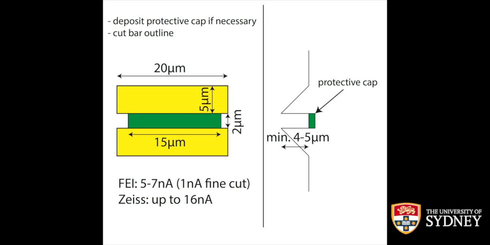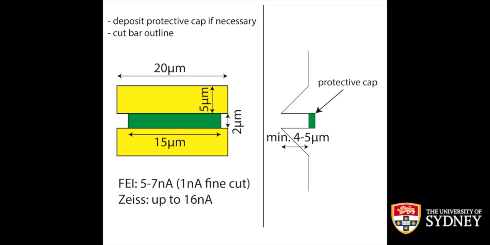In terms of depth of the milling, I usually go by time rather than depth. In the end, you want it to be at least 4 to 5 microns deep, so that you have enough space to not reattach your sample with the other milling steps. From redeposition, you can actually reattach your samples.